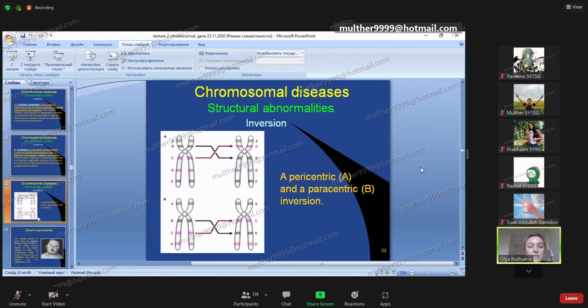So on the slide, you can see mechanisms of pericentric inversion, and paracentric inversion, when the centromere will not be involved in this inversion, and only the long arms of chromosomes will be involved in this inversion.